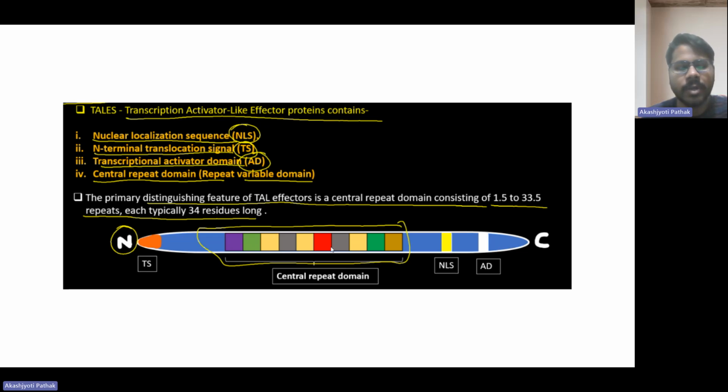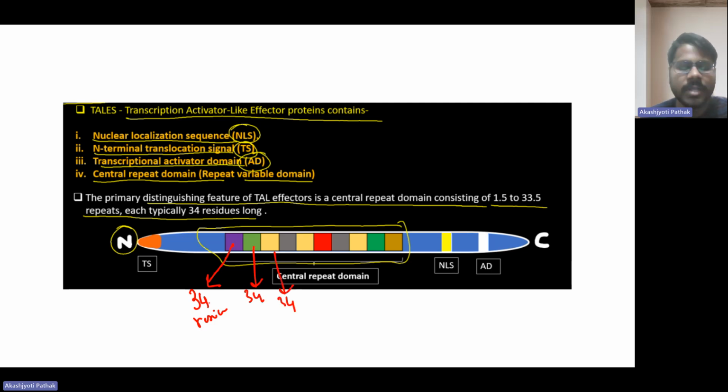So this is the central repeat domain. The primary distinguishing feature of transcription activator-like effectors is the central repeat domain, which consists of 1.5 to 33.5 repeats, each typically 34 residues long. So these are the repeats. This is made up of 34 residues, this is again made up of 34 residues, and this is again made up of 34 residues.